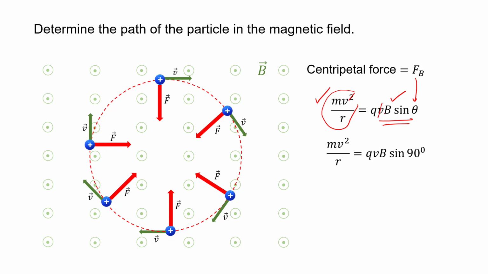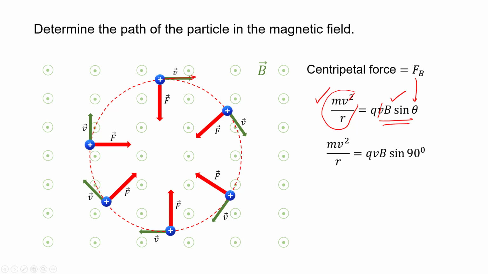and also the angle between v and b is 90 degrees. Okay, so at each and every point you see this is v, and b is coming out. So the angle between them is 90 degrees. Look at each and every point. So that's v, that's b. Okay, 90 degrees. That's v, that's b. Okay, 90 degrees. So at each and every point, the angle is 90 degrees.